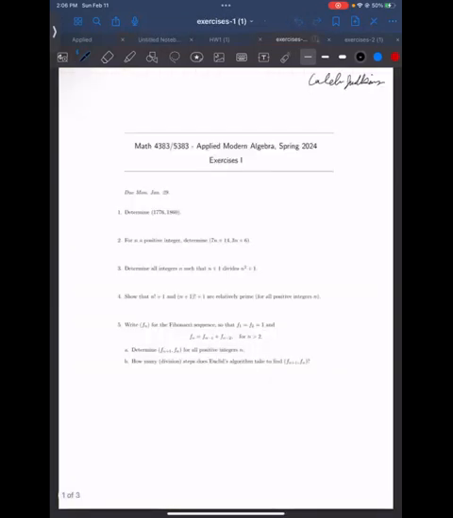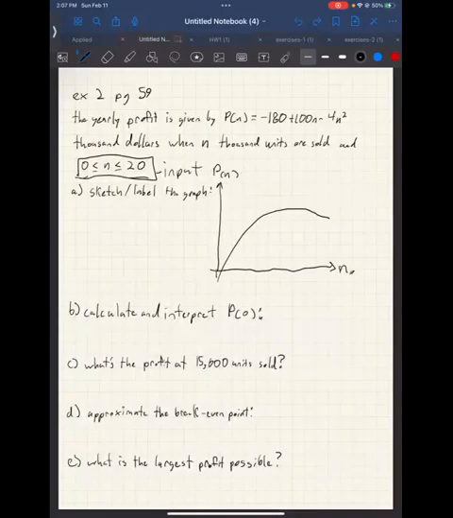Just very standard. Oh, I opened up a different document. Okay.